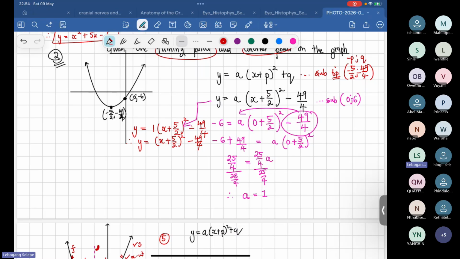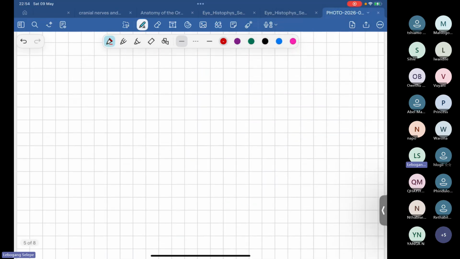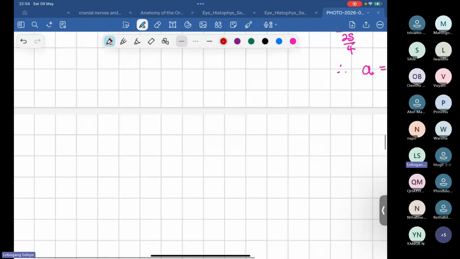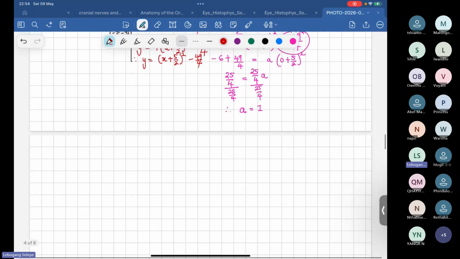Now, what is the other thing that is important to understand? This is the last thing that I'm going to be speaking about. Well, might not be the last thing, but think of it as the last thing maybe. So we have calculated that our equation is y = (x + 5/2)² - 49/4.